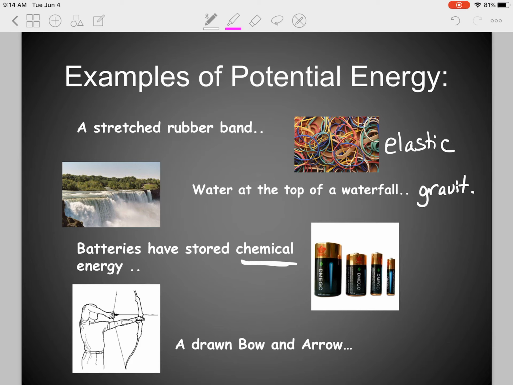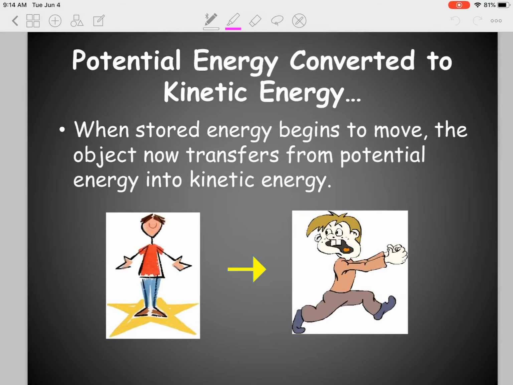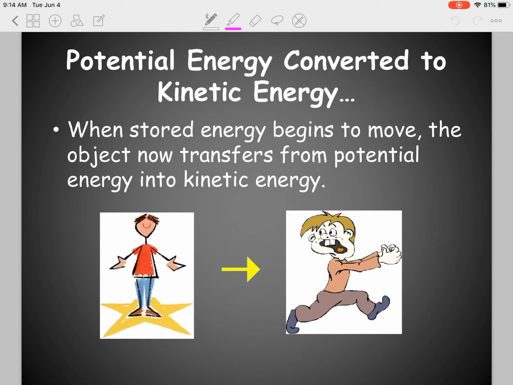So remember, potential energy is stored energy. Now, potential energy can be converted into kinetic energy. When that stored energy begins to move, then now we are transferring from potential to kinetic.